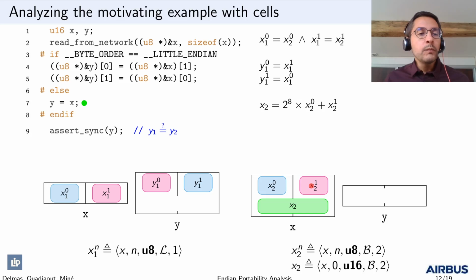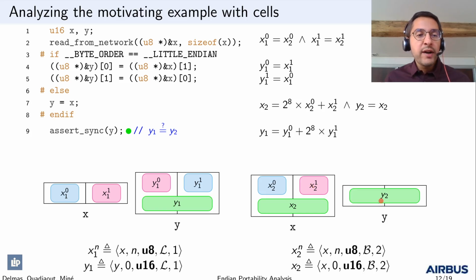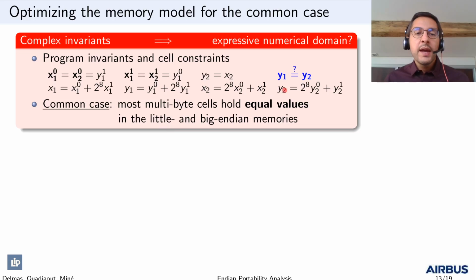cells. Then we assign X to Y, which synthesizes this cell. Finally, we read Y. We already have Y2, so we synthesize Y1. And we query the numerical domain for equality. Equality can indeed be proved from the program invariants and set constraints we have inferred.